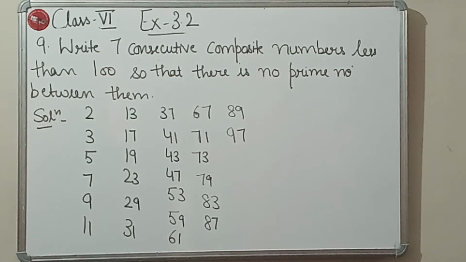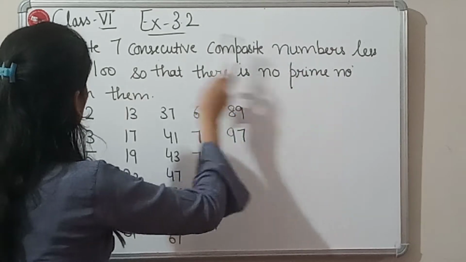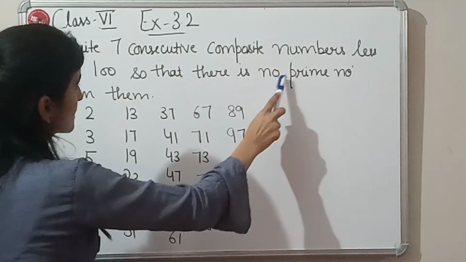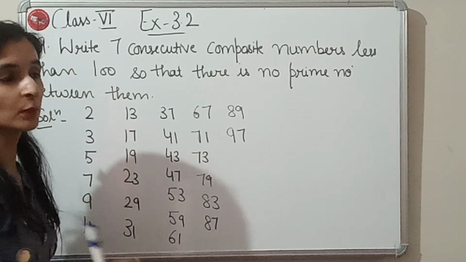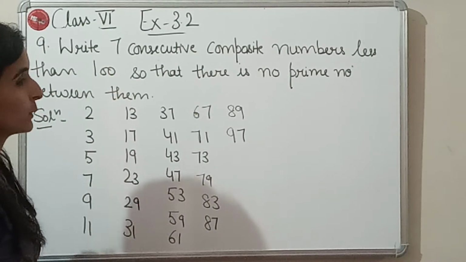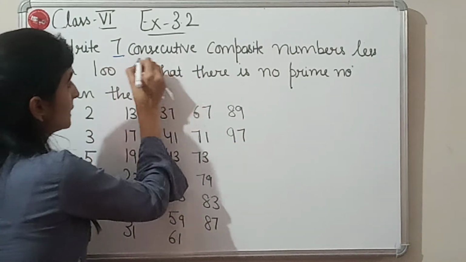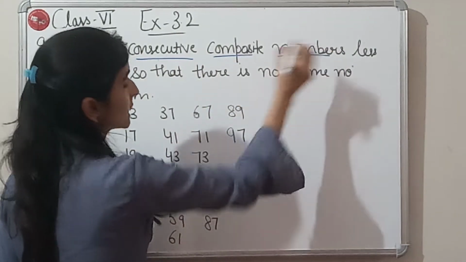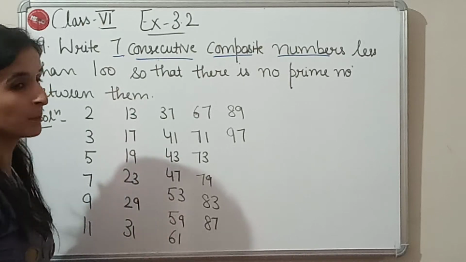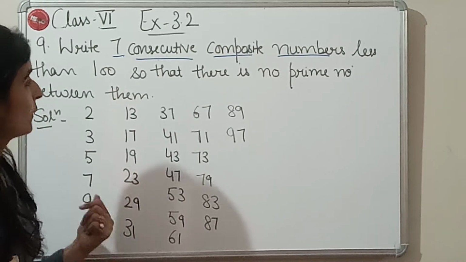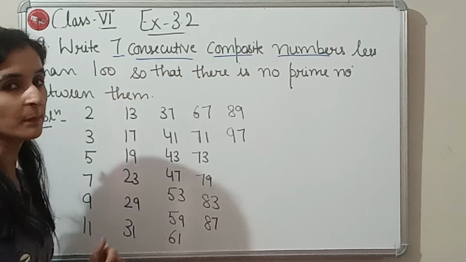Now the next question is question number 9. Write 7 consecutive composite numbers less than 100 so that there is no prime number between them. So children, what are we going to write here? What we have to find out? We have to find out 7 consecutive composite numbers. But you must be wondering then why I have written all the prime numbers here. Why? Because less than 100 so that there is no prime number between them.